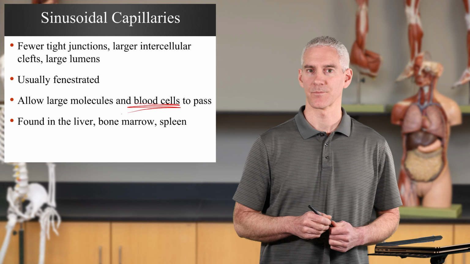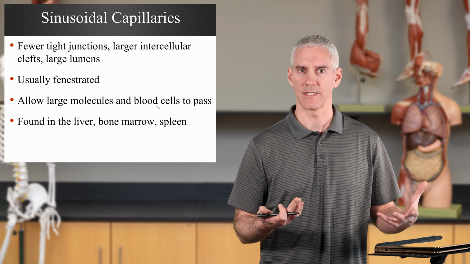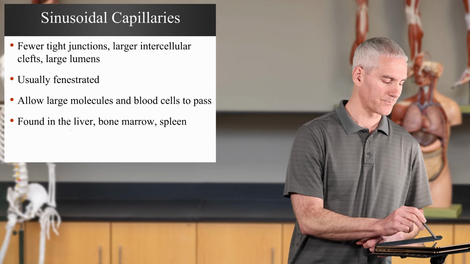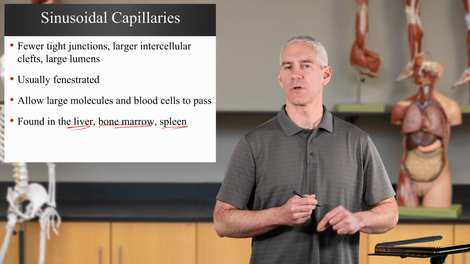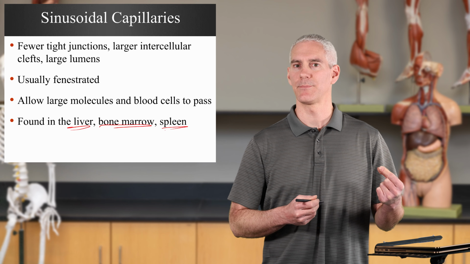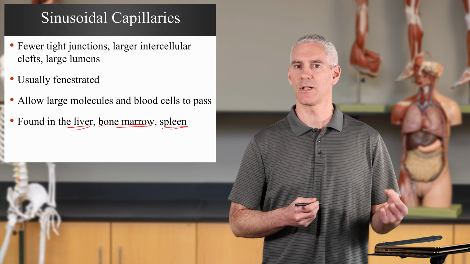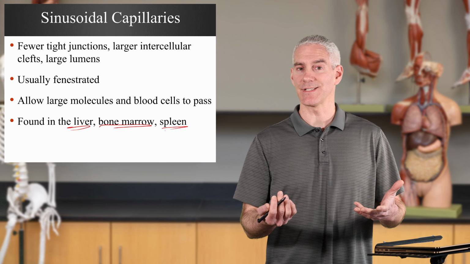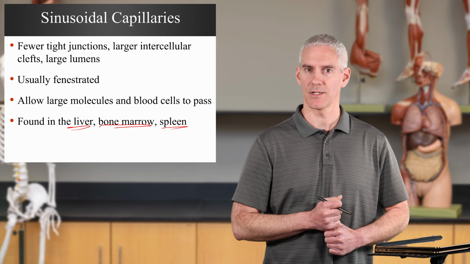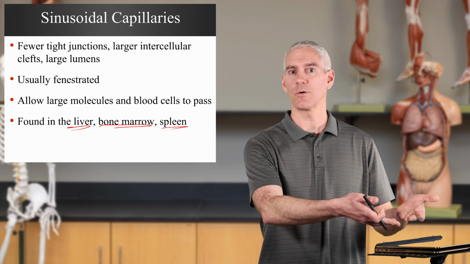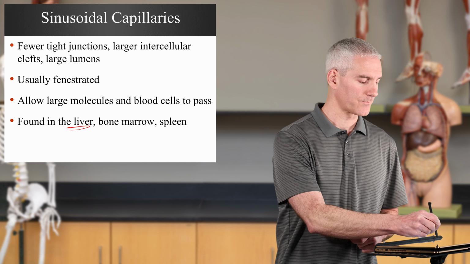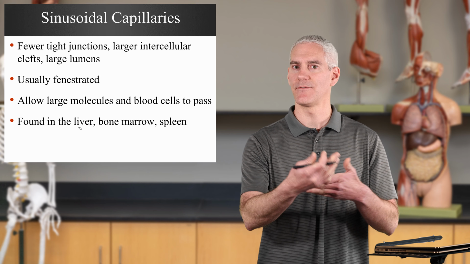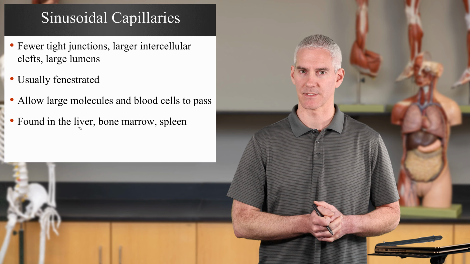If you're wondering, why would you want cells to leave the blood here? Look at the locations. Liver, bone marrow, spleen. All three of those locations are dealing with red blood cell, either storage or production. Same for white blood cells. So you're trying to make sure that the cells you're producing can get into the bloodstream. You're also then pulling out the old blood cells. So it's important to make sure that you're allowing the exchange of new and old cells at these locations.